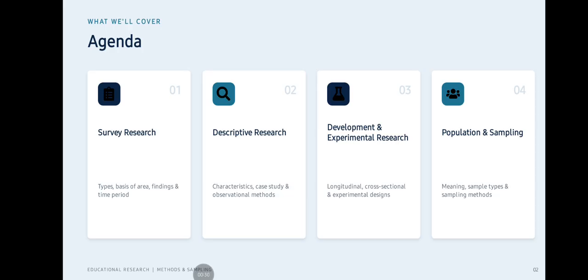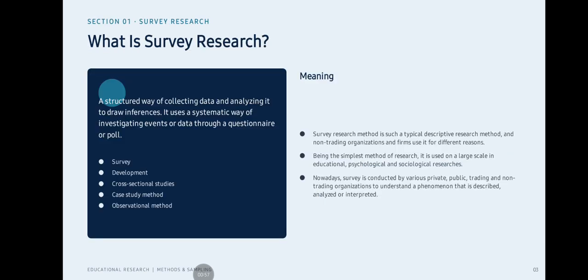So, what we'll cover today, the agenda of this session, is survey research, that is, types, basis of areas, findings, and time periods; descriptive research, characteristics, case study, and observational methods; development and experimental research, longitudinal, cross sectional, and experimental designs; population and sampling, meaning sample types and sampling methods.